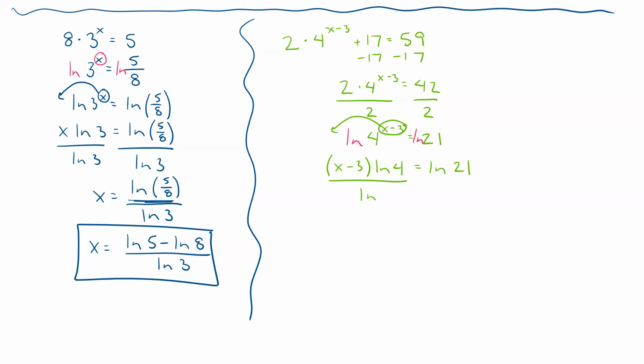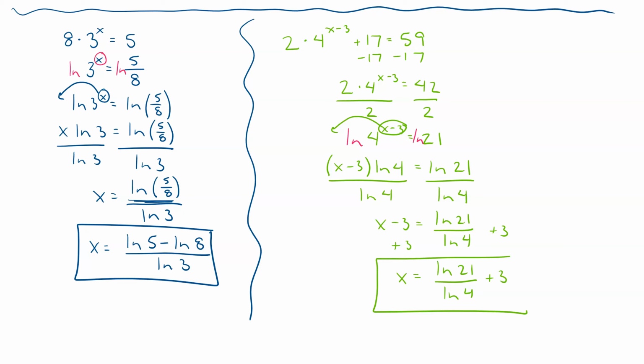Divide both sides by natural log 4. I get x minus 3 equals natural log 21 over natural log 4. And now I can just add 3 to both sides, and I get x equals natural log 21 over natural log 4 plus 3. This is calculator ready, and it is fine just the way it is.